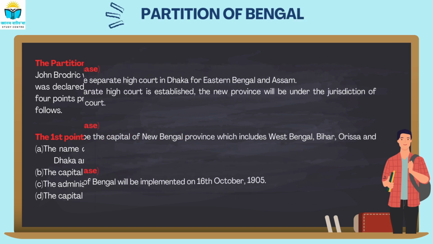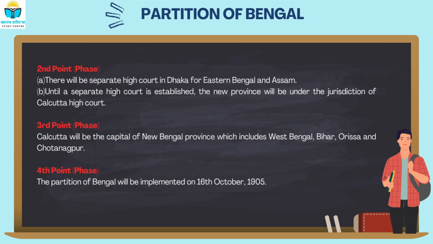Second point. A separate high court would be established in Dhaka for Eastern Bengal and Assam. Until then, the new province would remain under the jurisdiction of the Calcutta High Court. Third point. Calcutta would continue to be the capital of the newly restructured Bengal province, which would include West Bengal, Bihar, Orissa, and Chota Nagpur. Fourth point. The Partition of Bengal was scheduled to be implemented on the 16th of October, 1905.